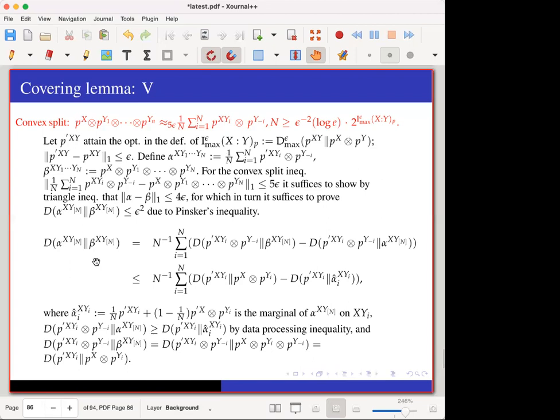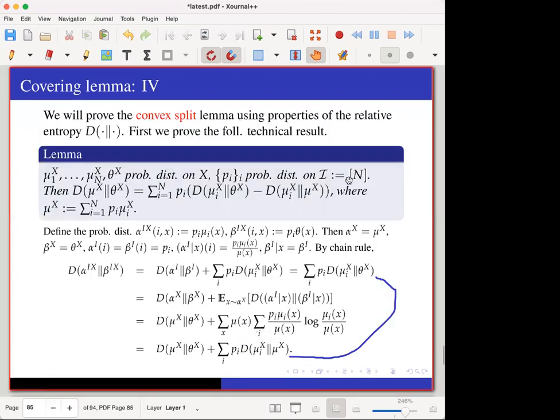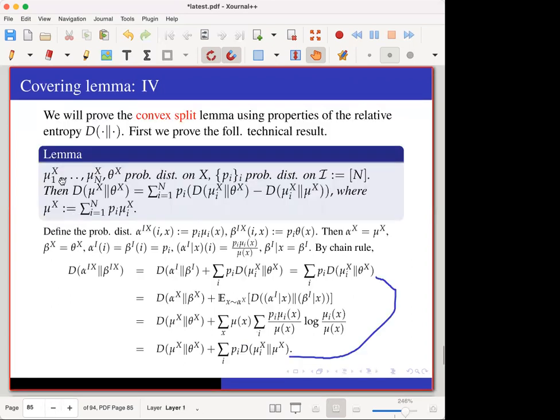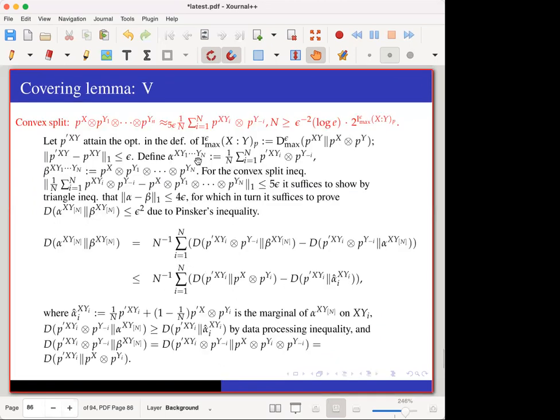So let's start. We are going to apply this lemma for the analysis. So the relative entropy of alpha with respect to beta. Now remember, alpha is an average. It's an average of the mu i's. So these are the mu i's, the joint distribution of p prime on x, y_i times p y_{-i}. So there were these mu i's here and the average distribution. And here the pi's are all 1 by n. So alpha is the average of distributions alpha i, and this beta is like the theta, the fixed distribution of my lemma.